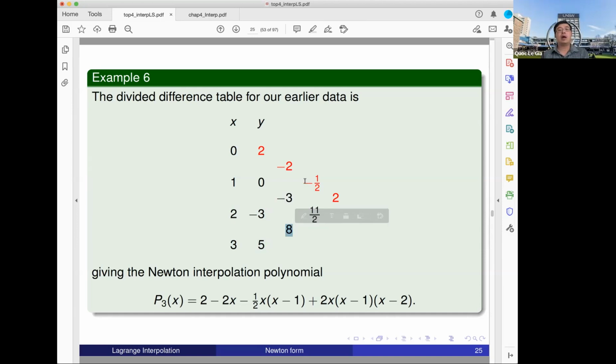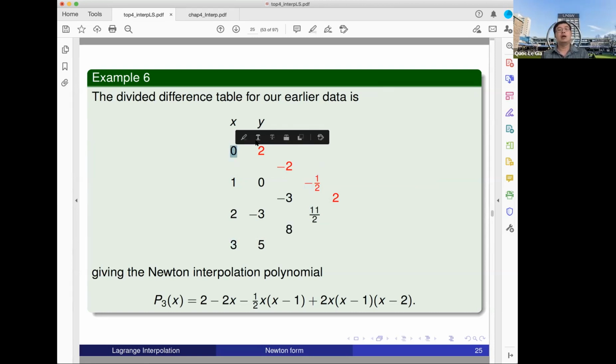Okay. And now how do I get this minus 1/2? Well, minus 3 minus minus 2, so it becomes minus 1, divided by 2 minus 0. So that gives me minus 1/2. And so on. So for this one, I take 8 minus minus 3, so it becomes 11, over 3 minus 1, so 11 over 2. And for the last number here, you just take the difference of 11 over 2 minus minus 1/2, over 3 minus 0.